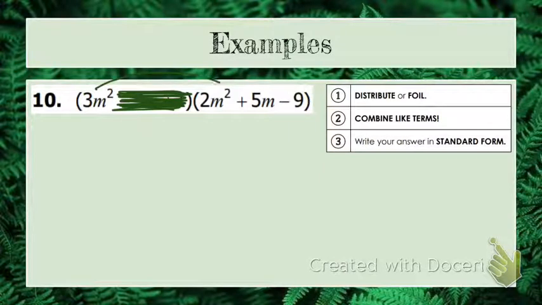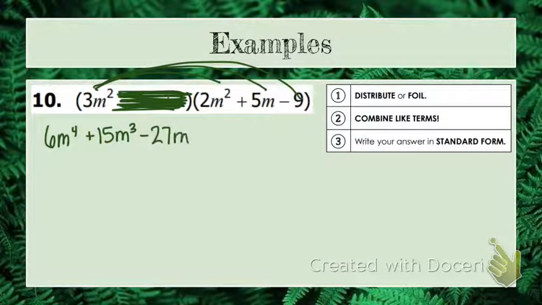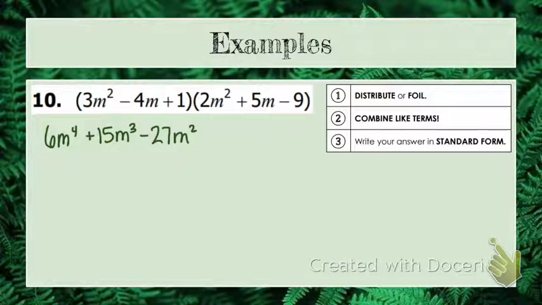3m squared times 2m squared is 6m to the fourth. And then we're going to get plus 15m to the third, and then distribute and get negative 27m squared. Okay, so we took care of the 3m squared. So now we want to distribute the negative 4m. So negative 4m times 2m squared is going to give us negative 8m cubed.